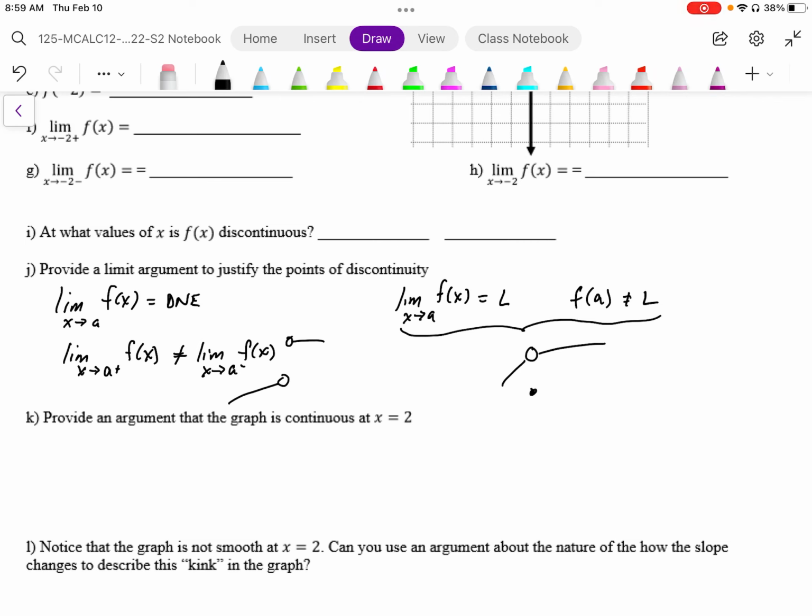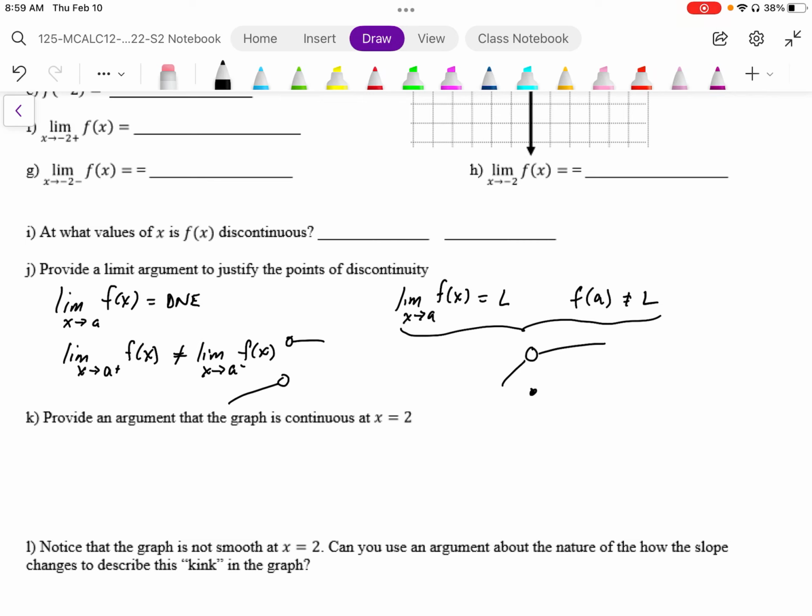So the easiest way to show a discontinuity is just the fact that the limit doesn't exist. It means there must be a gap. We could also have this situation where the limit does exist, but the actual point doesn't exist there.